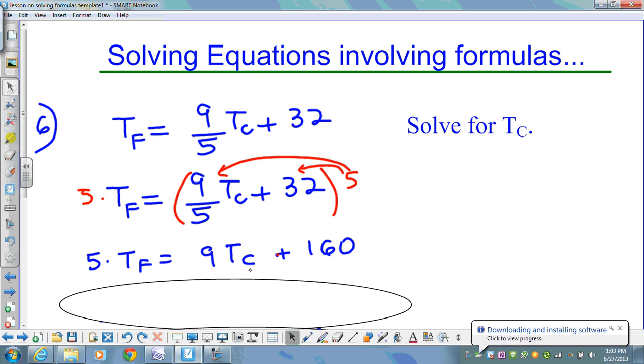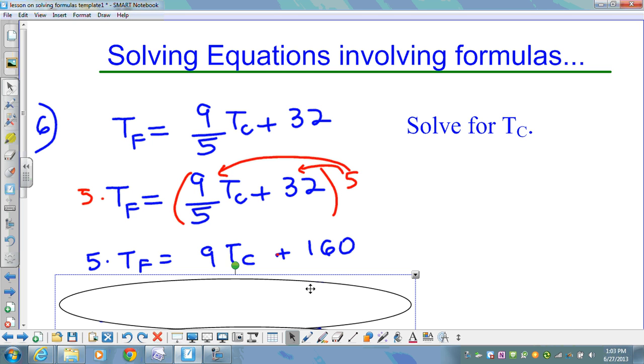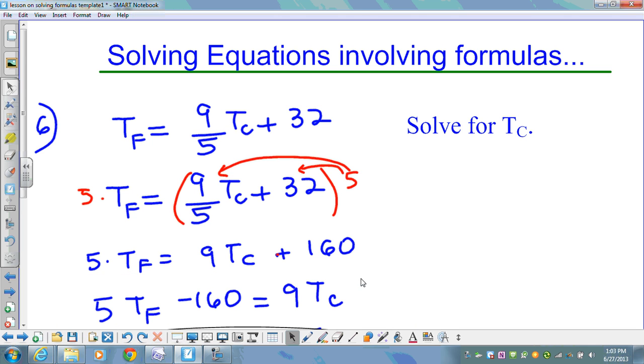Once again, since we're trying to solve for t sub c, we couldn't really divide by 9 at the moment, right? Because it's a plus 160. First, we need to get rid of that 160 and get a single term that involves t sub c, so we can solve for that. So to get rid of the 160, we need to subtract 160 from both sides. When we do that, we get 5 times t sub f minus 160 equals 9 times t sub c. Again, this one disappeared because the plus 160 and minus 160 canceled.